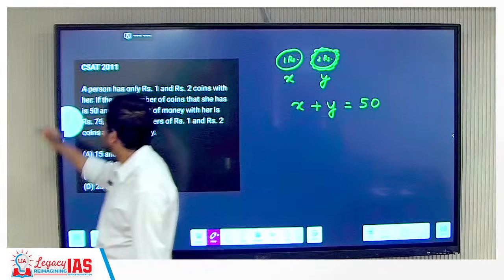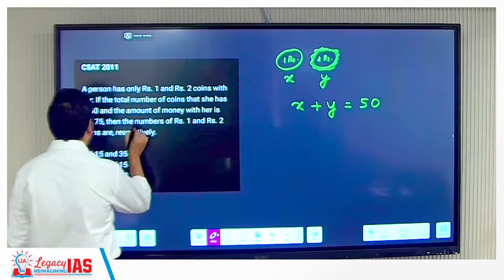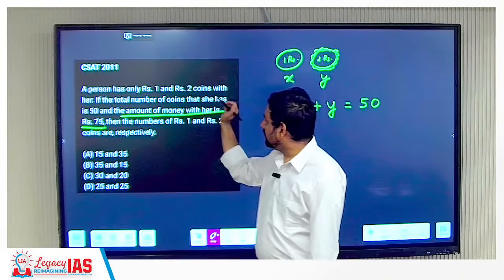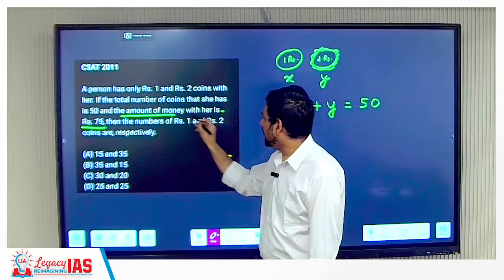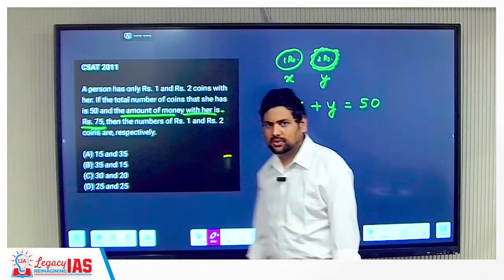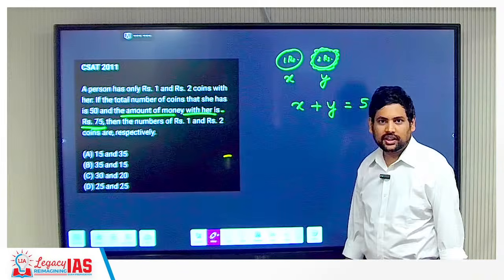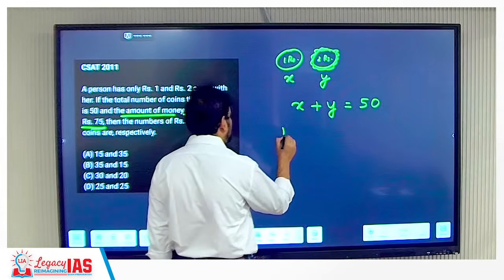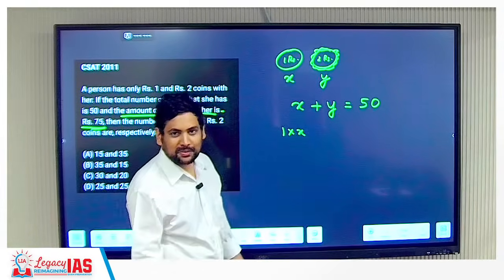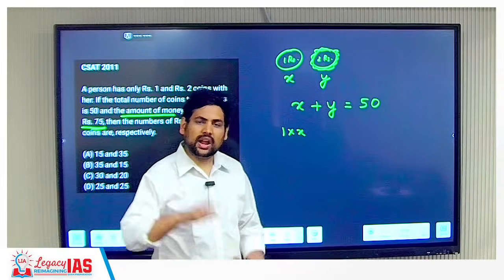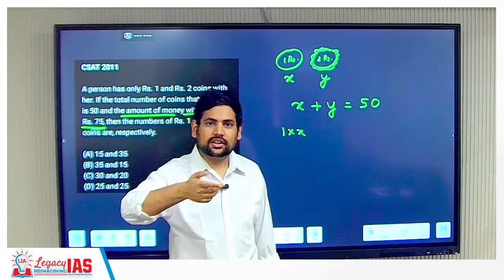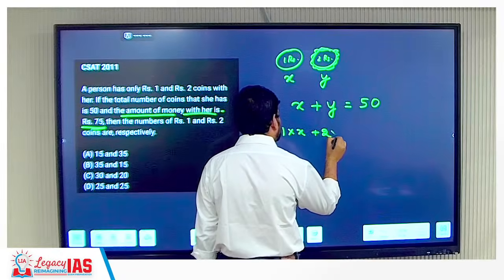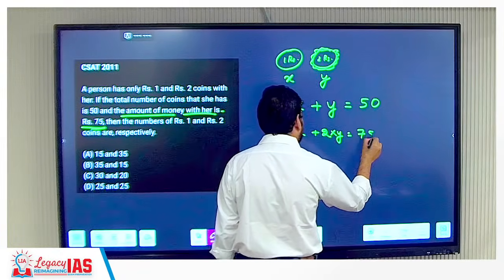Then this person opens her eyes and says the amount of money with her is 75 rupees. Correct? If this is so, how much money do you have? If I tell you that you have x 1 rupee coins, how much money is that? Whatever 1 rupee into x, so ultimately x rupees only. But if I tell you that you have 5 2 rupee coins, that means 5 into 2 and you will say I have 10 rupees. That means here you will do 2 into y.